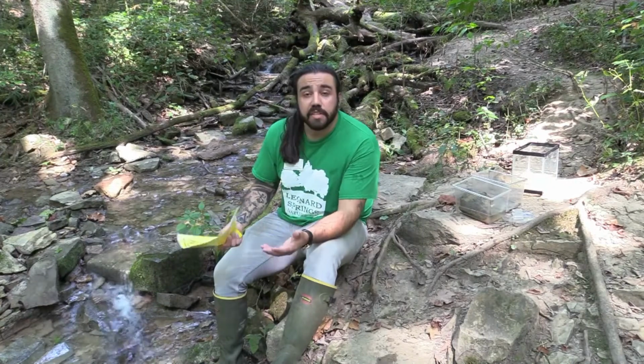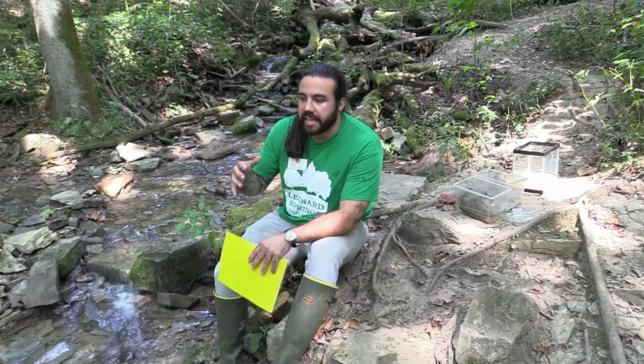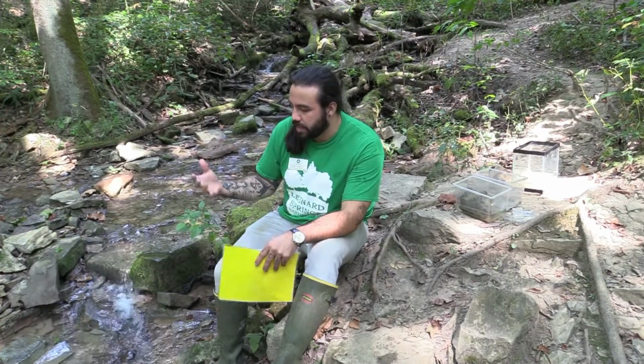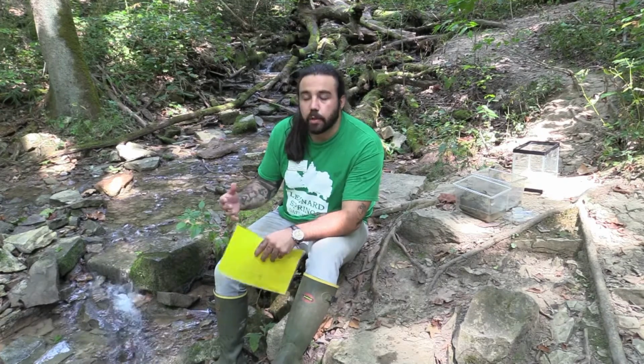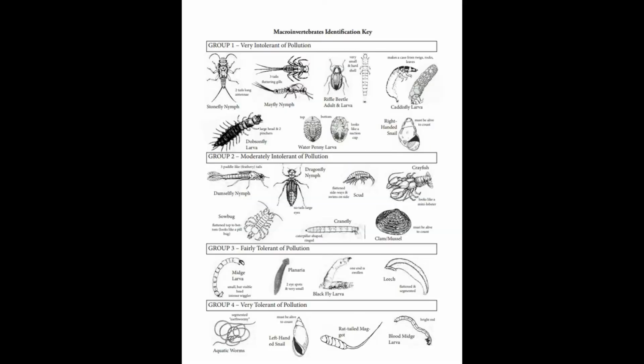All right, so for this next portion of Creek Station, we're going to be catching macroinvertebrates using those nets and determining the health of our stream based on what's living in it. So I already went through and caught some for us, which we'll get to look at here, but each of you needs to grab your sheet like this. This is your macroinvertebrate identification key. And there's a few things that we need to note on it.